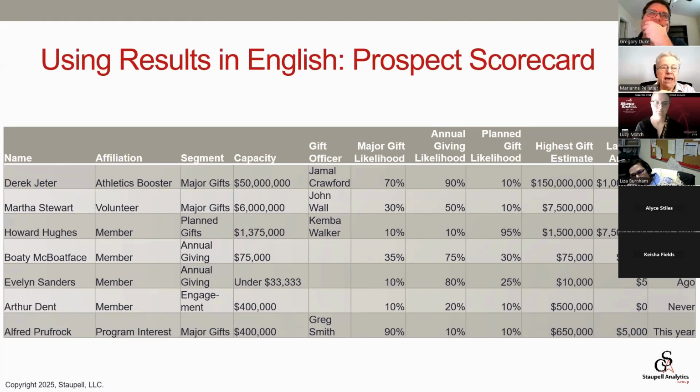And when we did this by hand, Ruthie and I did this by hand for a client, not only did we say recommended segment, but we also said recommended solicitor. So this is a trustee, the recommended solicitor is the vice president. This trustee, the recommended solicitor is the college president, right? And it worked really well.